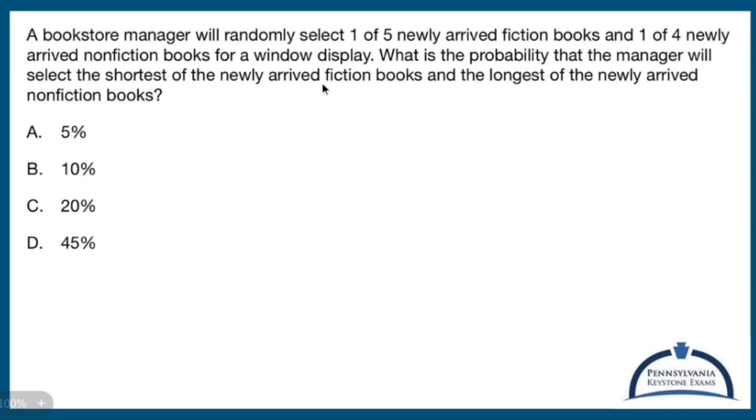All right, so 1 of 5 fiction. So the probability that the one you choose is the shortest of the fiction books is going to be 1/5. The probability of the non-fiction book being the longest is going to be 1/4.